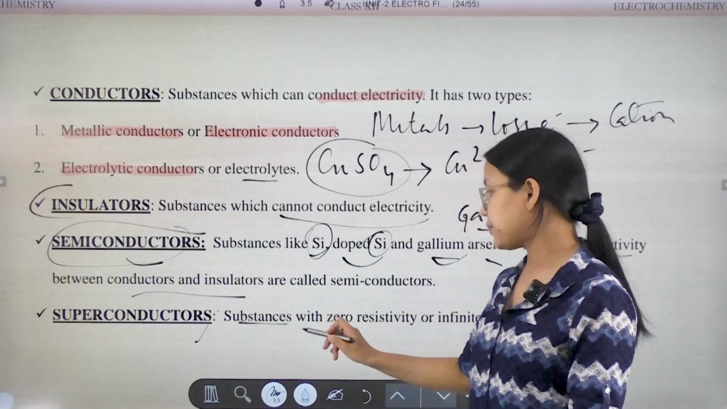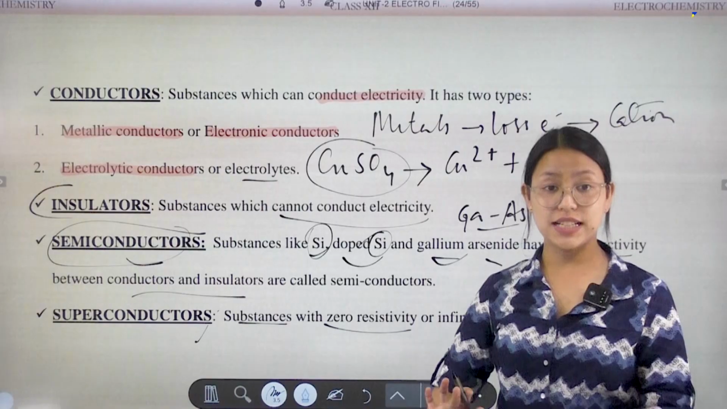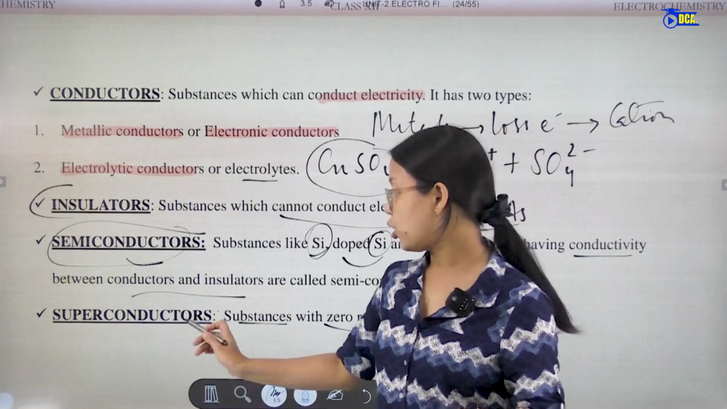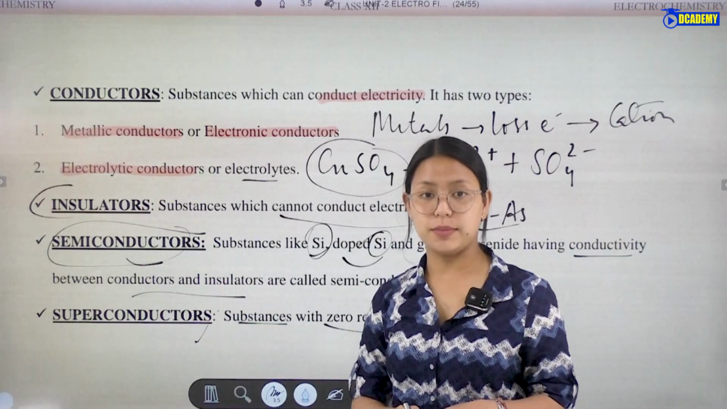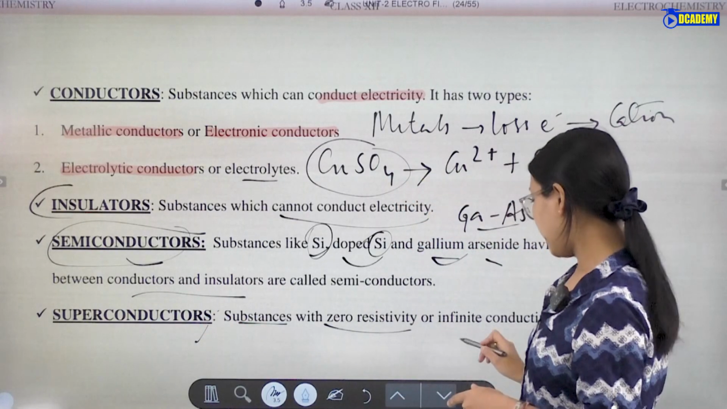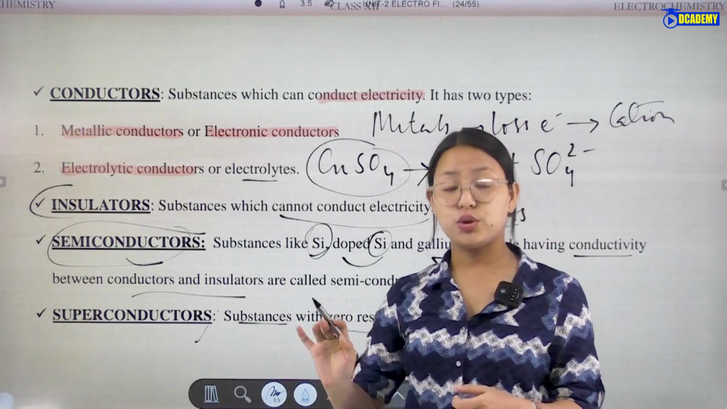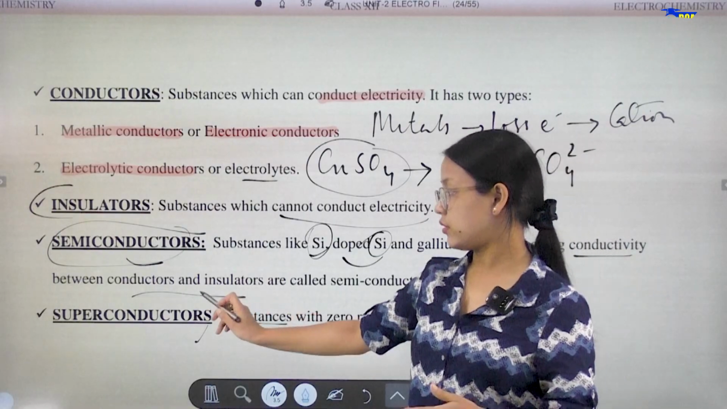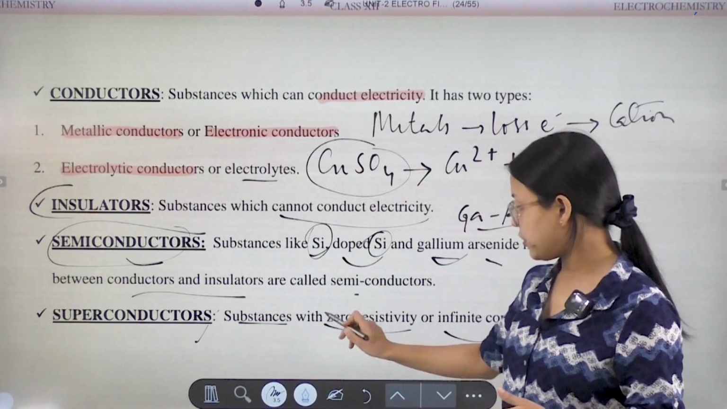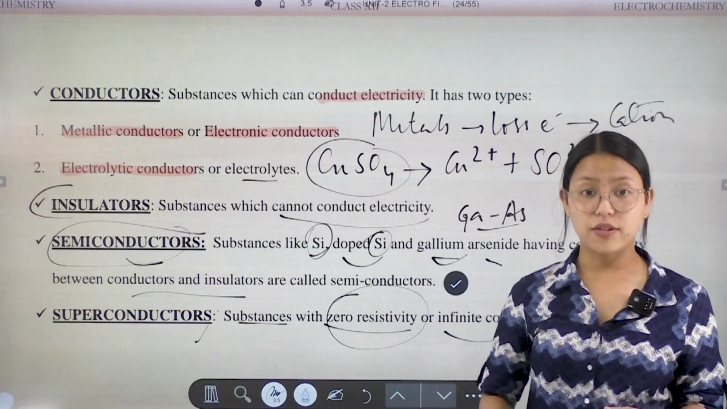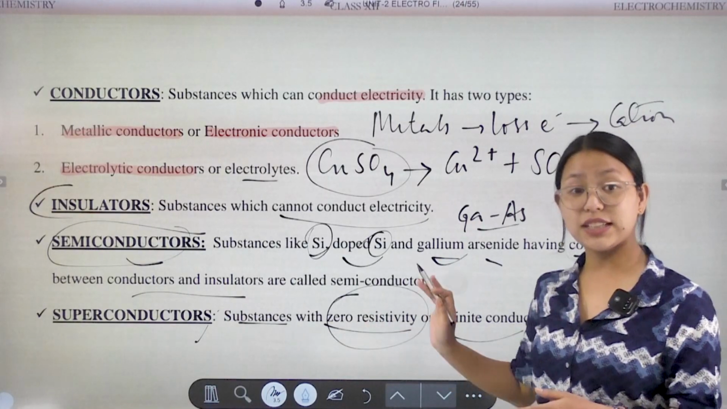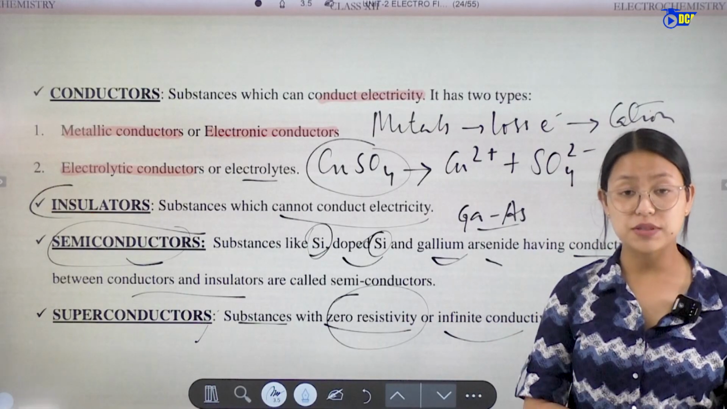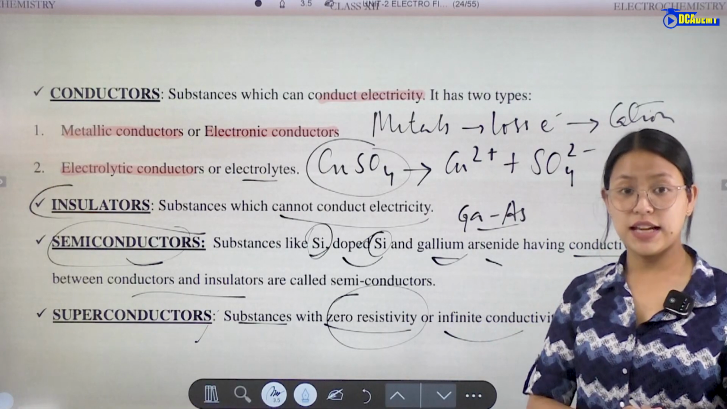So let's see here: substances with zero resistance, zero resistivity, or infinite conductivity, are known as superconductivity. Those substances with zero resistivity are known as superconductive substances, or superconductors.